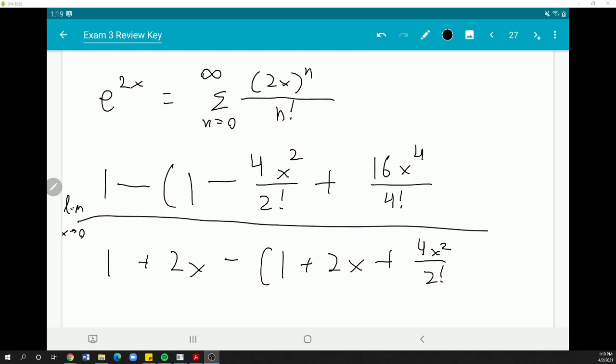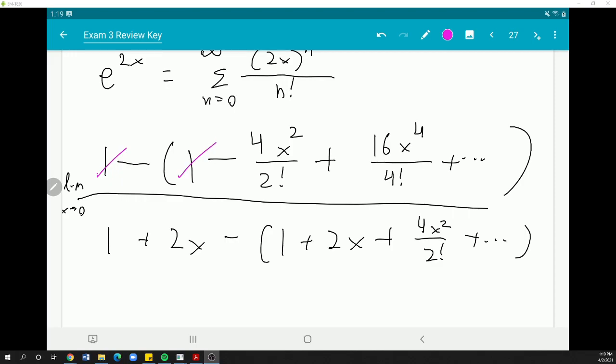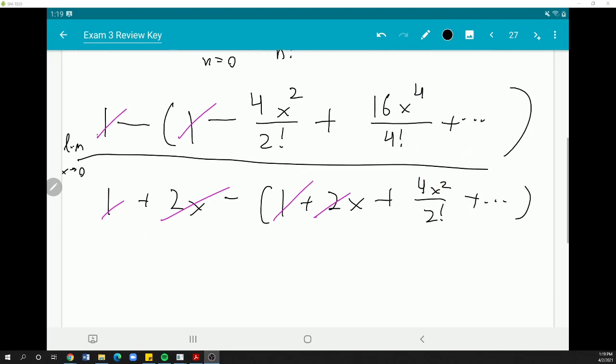And in these parentheses, there needs to be more. Yeah, it's some more stuff. But x is going to 0, so it's not a big deal. 1 minus 1 is 0. 2x minus 2x is 0.